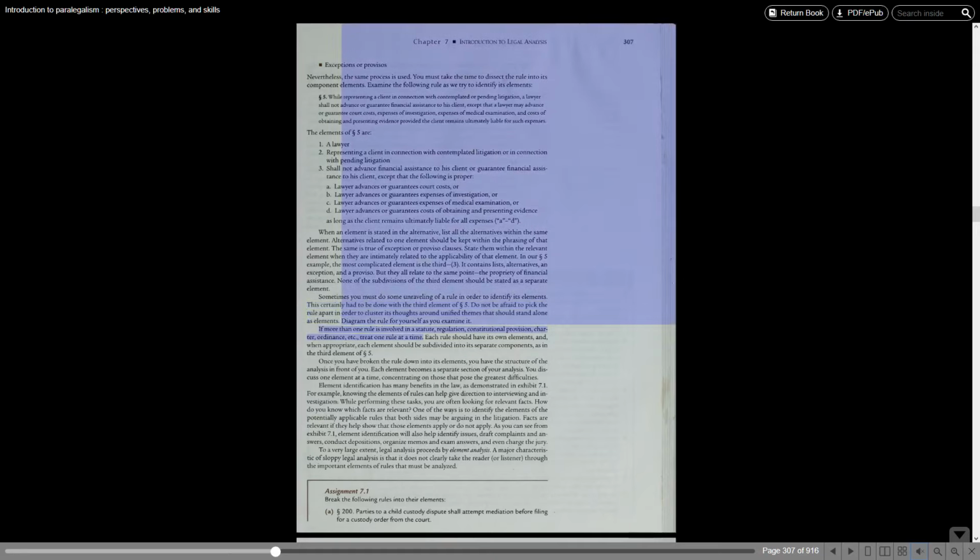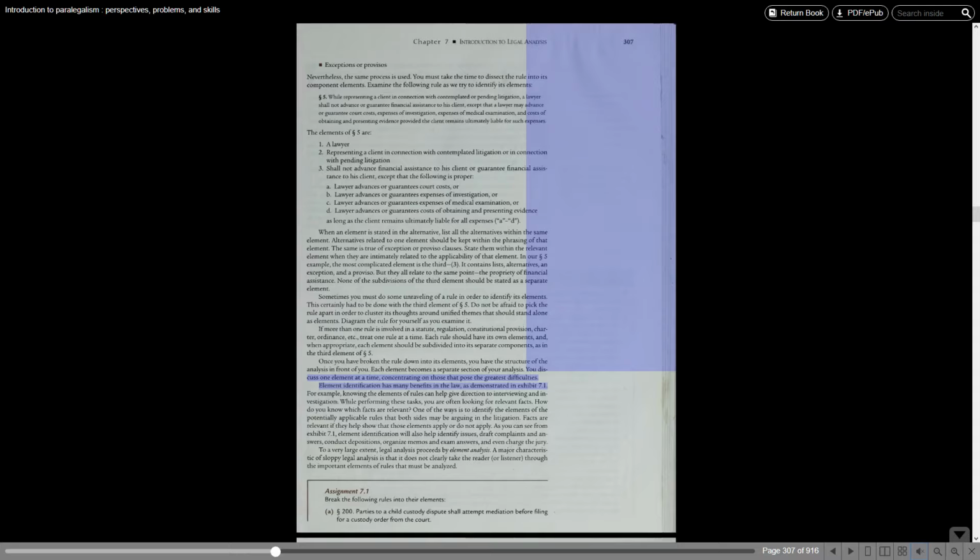If more than one rule is involved in a statute, regulation, constitutional provision, charter, ordinance, etc., treat one rule at a time. Each rule should have its own elements, and when appropriate, each element should be subdivided into its separate components, as in the third element of 5. Once you have broken the rule down into its elements, you have the structure of the analysis in front of you. Each element becomes a separate section of your analysis. You discuss one element at a time, concentrating on those that pose the greatest difficulties.